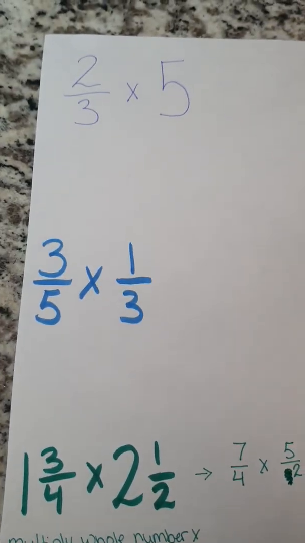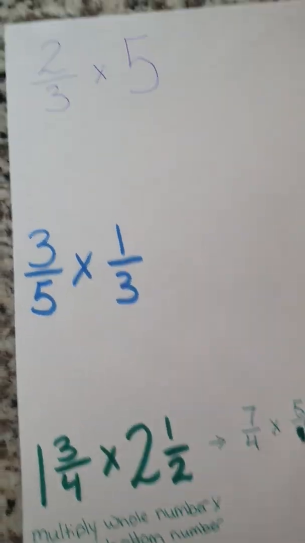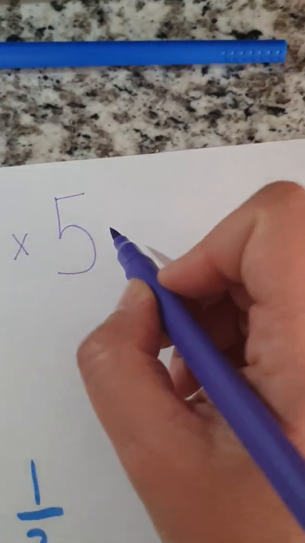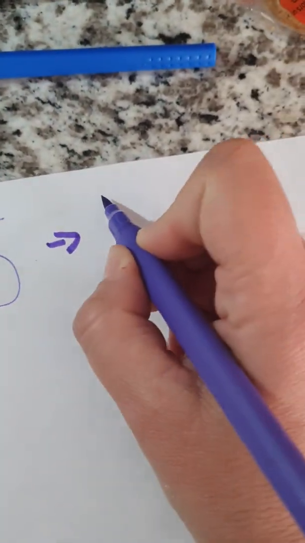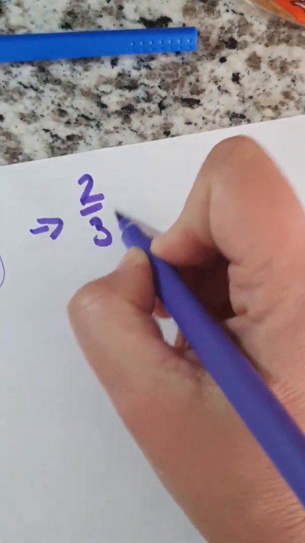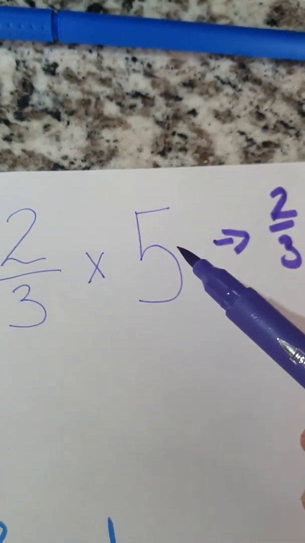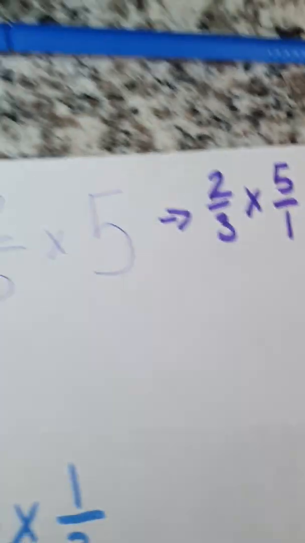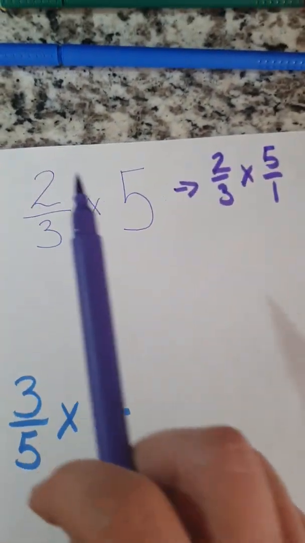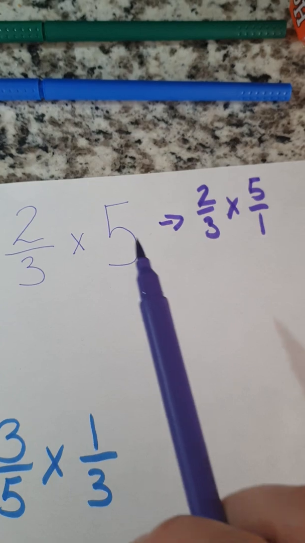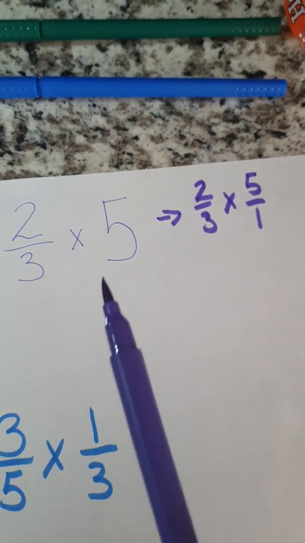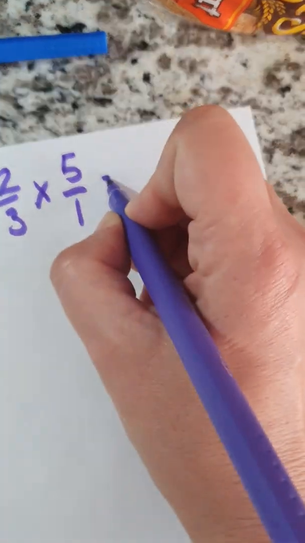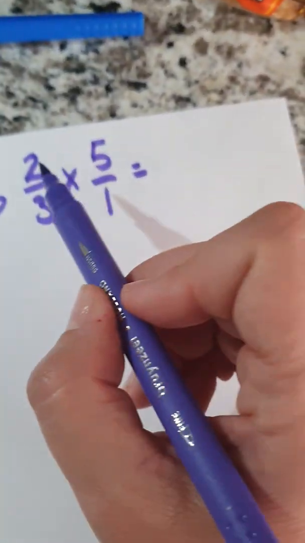There's 3 different kinds, okay? They're all really easy, okay? So if I have a fraction times a whole number, I'm immediately going to take that whole number and put it over 1. So as you can see, I put 2/3 times 5 over 1. Anytime you see a whole number just by itself, put it over 1. And then all you have to do is multiply.